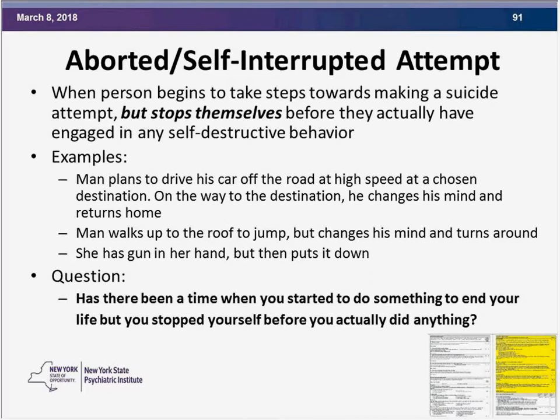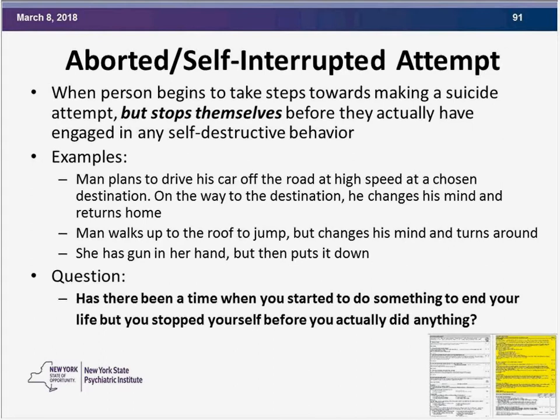And the third behavior is an aborted or self-interrupted attempt. That's when a person begins to take steps toward making an attempt, but they stop themselves. They change their mind before they actually engage in any behavior. And that's the person who is planning to drive his car off a road at high speed, and on the way there, he changes his mind and comes home. Or she picks up a gun thinking about suicide and puts it back down. And you can ask, has there been a time when you started to do something to end your life, but you stopped yourself before you actually did anything?